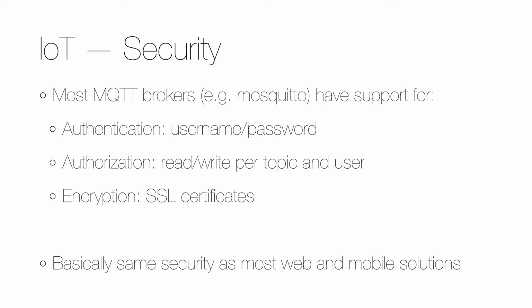As the environment can be manipulated in most solutions for the Internet of Things, which could have very serious consequences if the control gets into the wrong hands, security must be taken very seriously. It's a huge topic, but I just want to mention that there are security solutions available. For example, most MQTT brokers, like Mosquitto, have support for things like authentication, authorization, and encryption. And therefore, it's not a big deal to make them as secure as most multi-channel services, websites, and mobile apps.